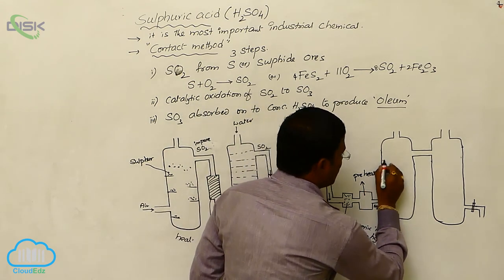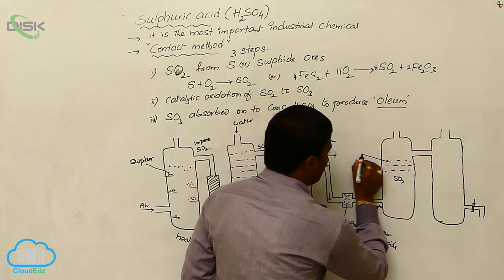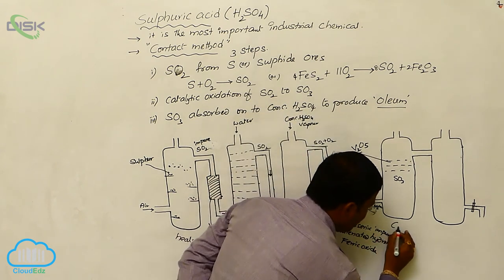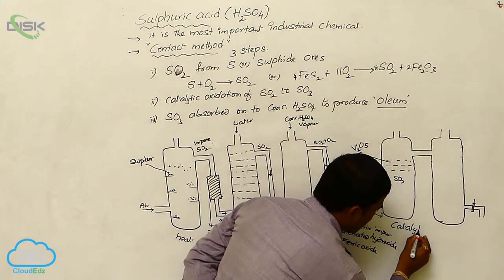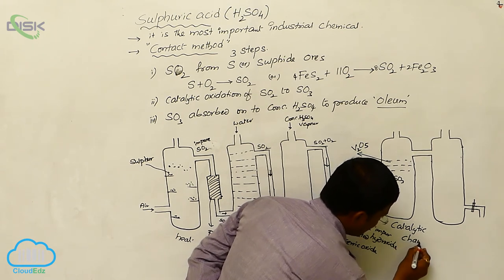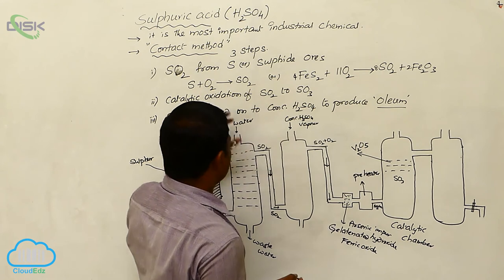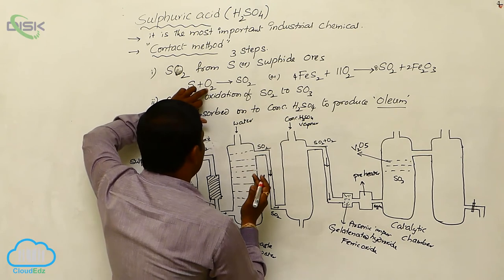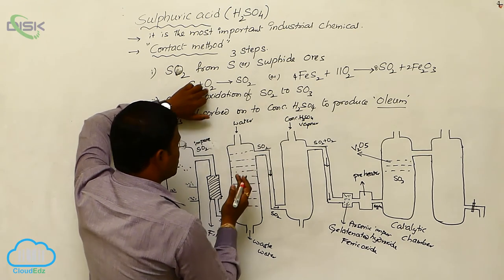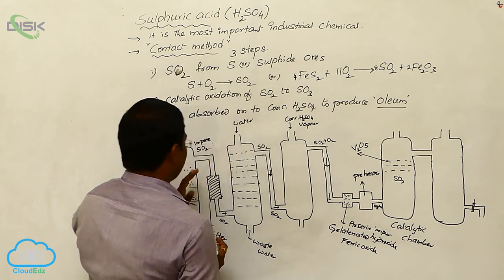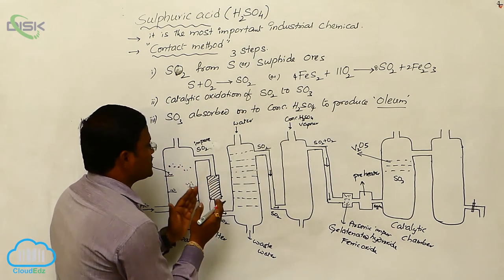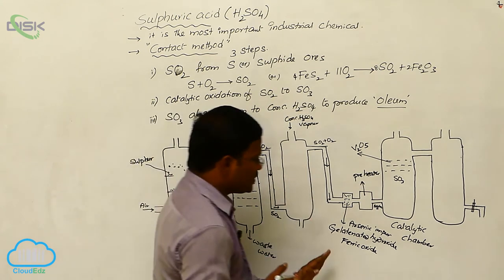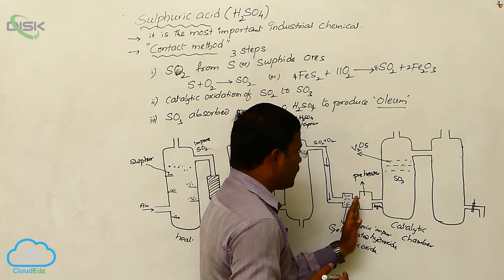This chamber is filled with V2O5, vanadium 5 oxide. We can call it the catalytic chamber. Because as we stated just now, up to here is only the first step, in which sulfur reacting with oxygen is converted into sulfur dioxide. But to eliminate the impurities present with sulfur dioxide, we use these additional treatments. After this, arsenic impurities are eliminated, followed by the preheater.